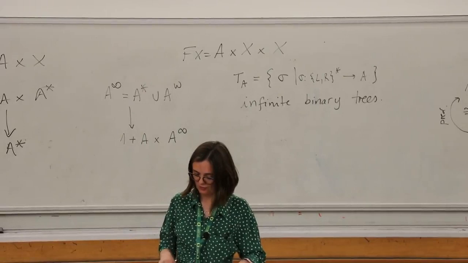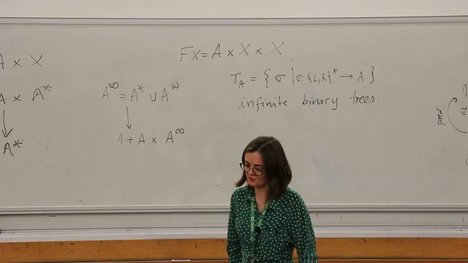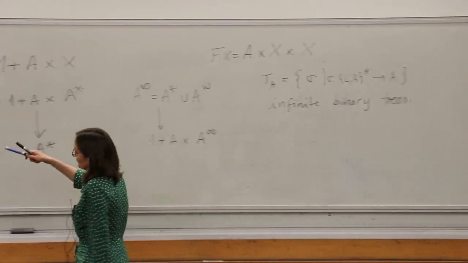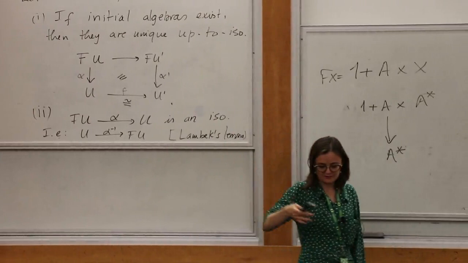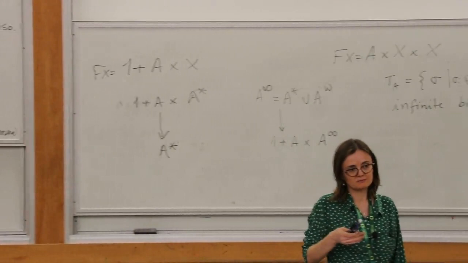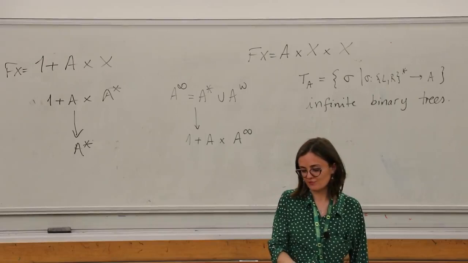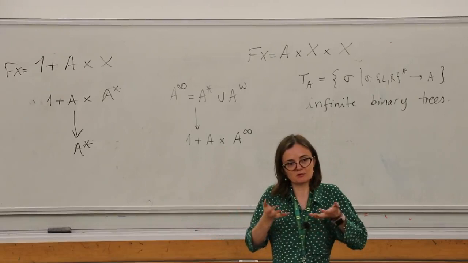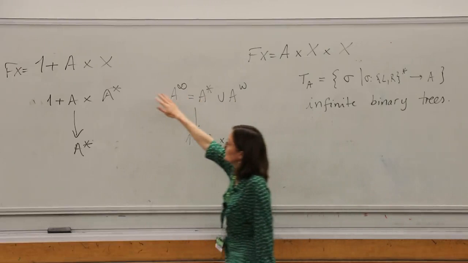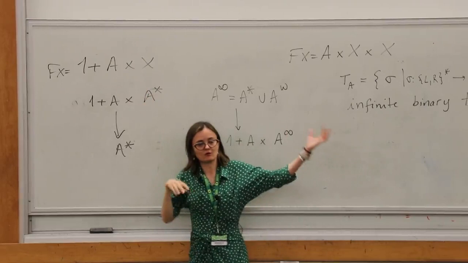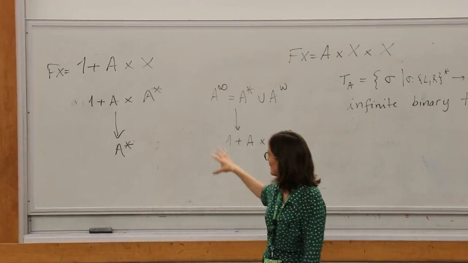Maybe just one remark about a question I got on Monday. If you look at Lambek's lemma and also at the definition of initiality and finality, you will start recognizing, if you are familiar with it, the more lattice theoretic approach to data types. So there is a way of building these initial algebras and final algebras by building the fixed point of this equation that the functor defines. An initial algebra is a least fixed point, and the final algebra is a greatest fixed point.